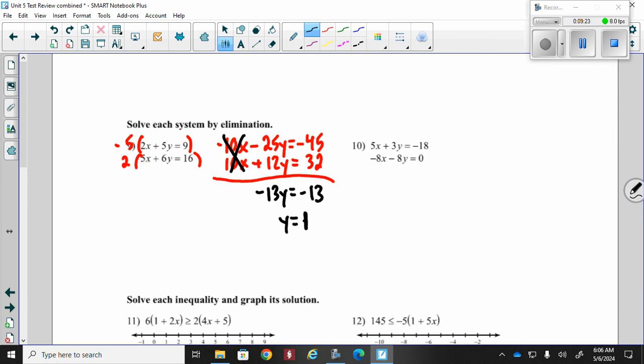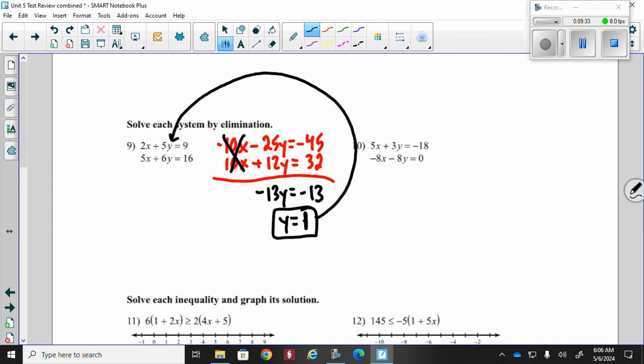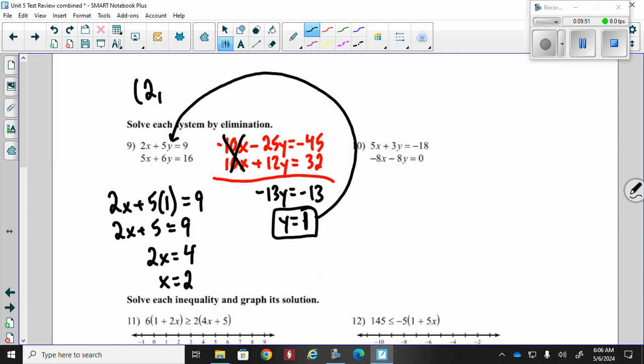All right? So once you have your y, and most people get their y, it's getting your x that people screw up on. You're going to take this 1 and you're going to plug it all the way. I like to use the top one because it has smaller numbers. 2x plus 5 times 1 equals 9. That's 2x plus 5 equals 9. I'm going to subtract 5. I get 2x is equal to 4. X is equal to 2. So my final answer is 2, 1. All right. Now, just because of time, question number 10 is exactly like question number 9. So I'm going to go ahead and just give you the answers.